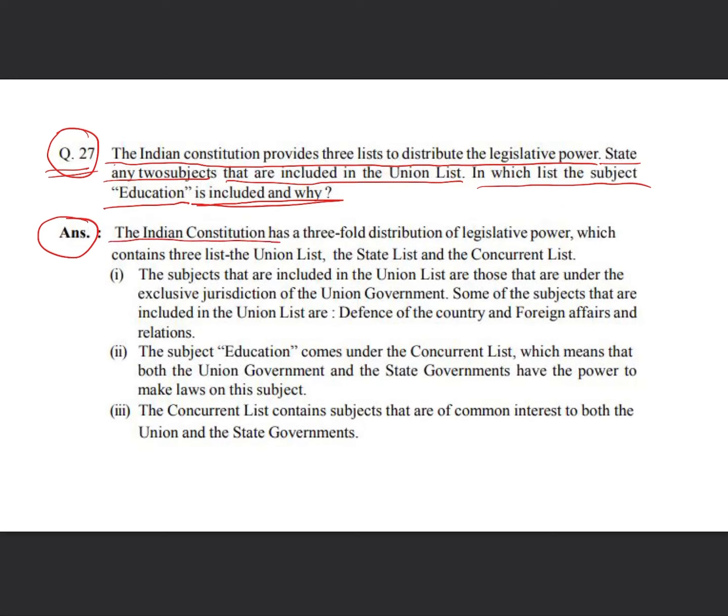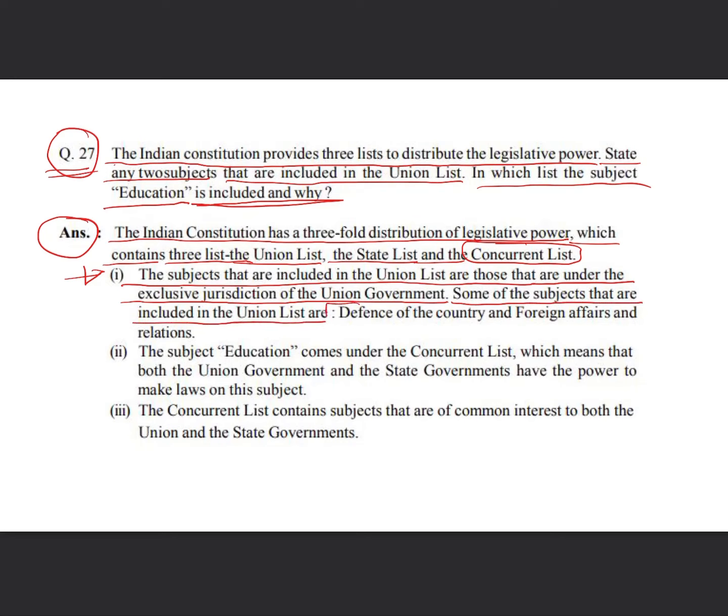The Indian Constitution has a threefold distribution of legislative power, which contains three lists: the Union list, the State list, and the concurrent list. First point, the subjects that are included in the Union list are those that are under the exclusive jurisdiction of the Union government. Some of the subjects that are included in the Union list are defense of the country, foreign affairs, and foreign relations.